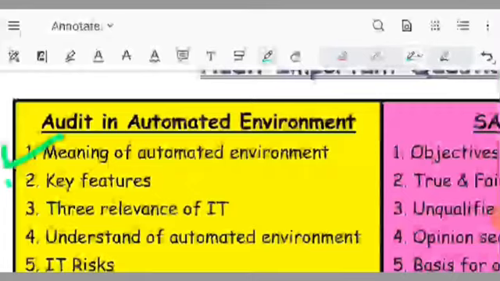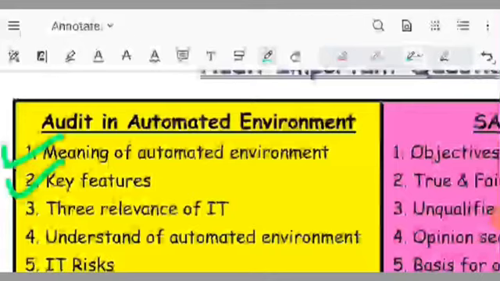The second question is key features. What are the key features? The short form is LIC FLASH. LIC FLASH means what? L is latest information, I is integration between the different business operations, C is connectivity and networking capability, F is enables the faster business process, L is the ability to process large volume of the data, A is accuracy in the data processing, S is better security controls, and H is less prone to human errors. Again speaking, LIC FLASH means: latest information, integration, connectivity and networking capability, enables the faster business process, large volume of the data, accuracy, security controls, and less prone to human errors.